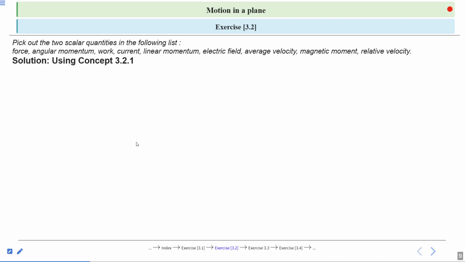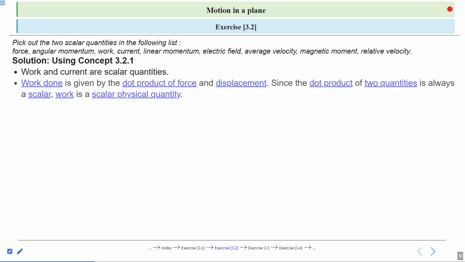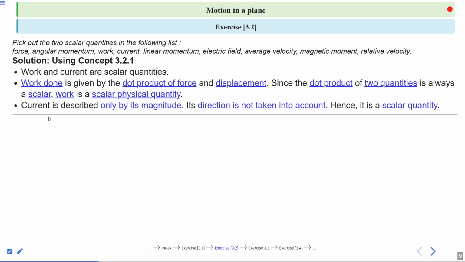So, solution using concept 3.2.1. Work and current are scalar quantities. Work done is given by the dot product of force and displacement. Since the dot product of two quantities is always a scalar, work is a scalar physical quantity. Whereas current is described by only its magnitude. Its direction is not taken into account. Hence it is a scalar quantity. Clear?